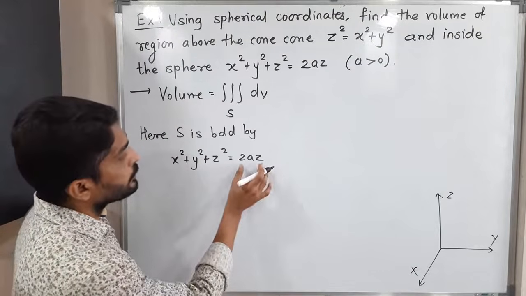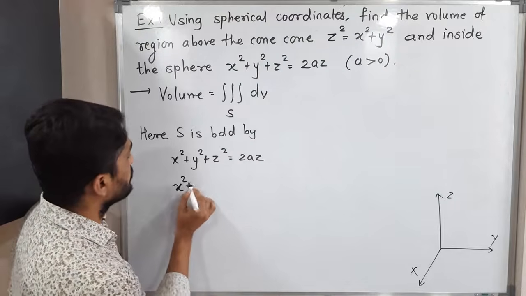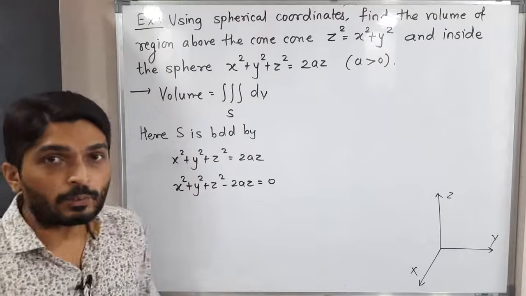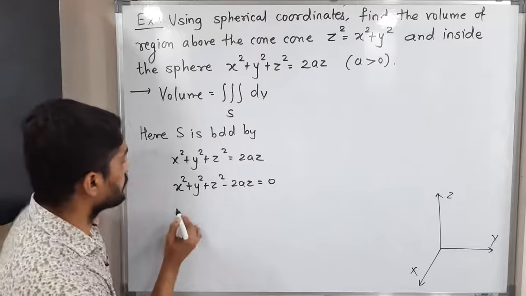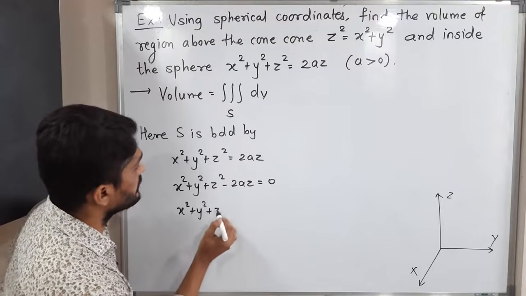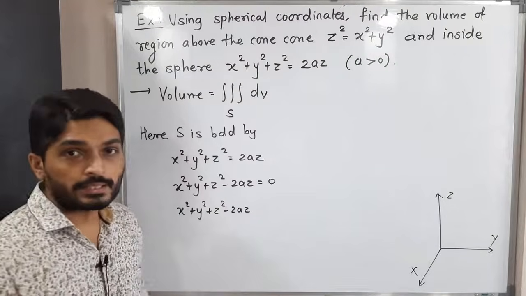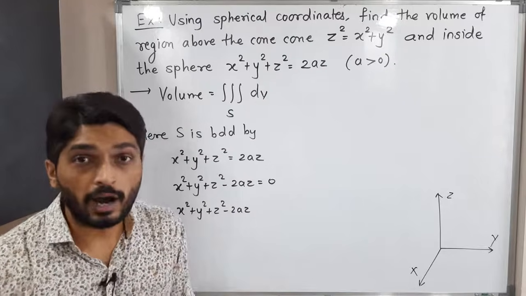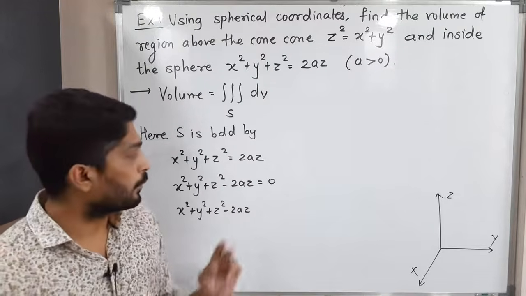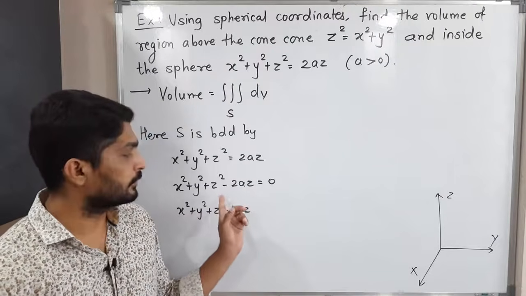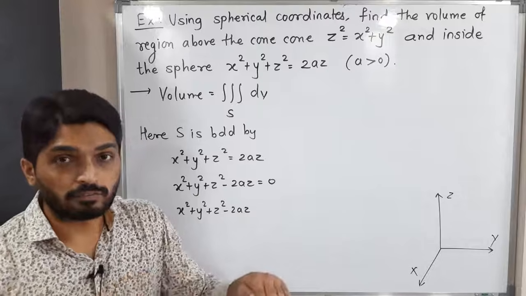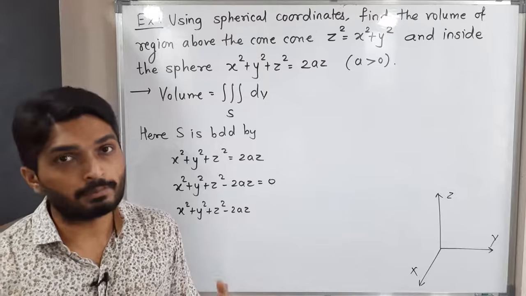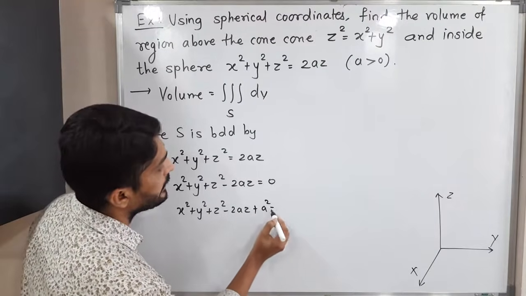So what will I do? I am going to shift 2az to this side. So x square plus y square plus z square minus 2az is equal to 0. I am trying to adjust a bracket square here. How to adjust a bracket square? We have a very simple technique. Whatever the multiple of z, here 2a, no need to consider the minus sign, take its half and take its square. Half of 2a is a, and its square will be a square. So we have to add a square on both sides.